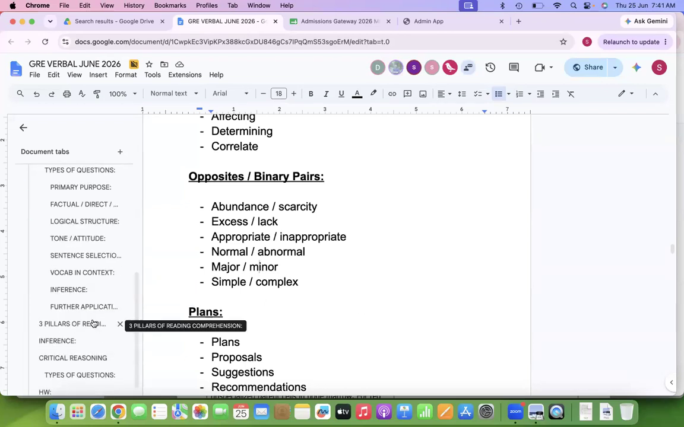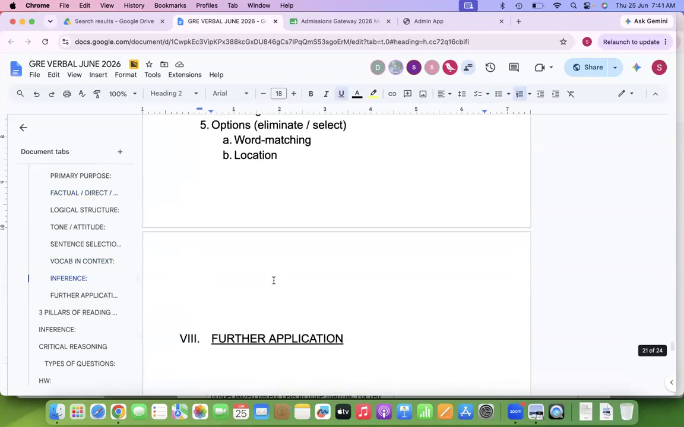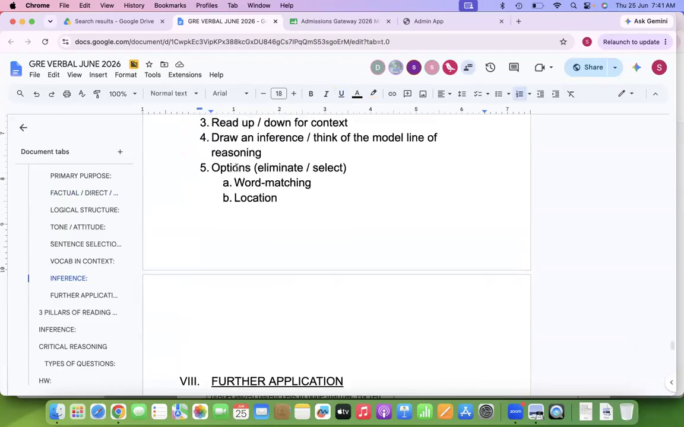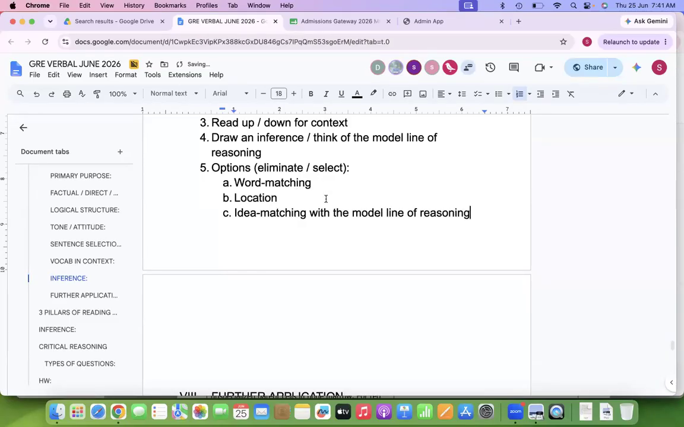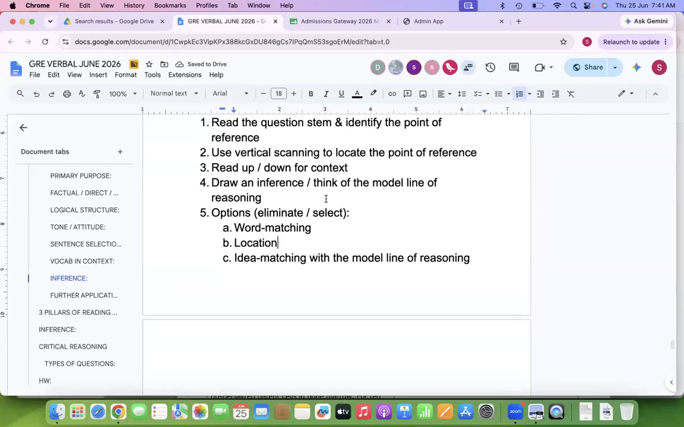Once I have that line of reasoning, I'll go to the options, and now I'm going to eliminate and select on the basis of, yes, word matching, location, but idea matching with the model line of reasoning which I have come up with. So 90% you won't be able to come up with the exact inference that we're looking for, but you will find the direction to take. And then it will be easy to select and eliminate.